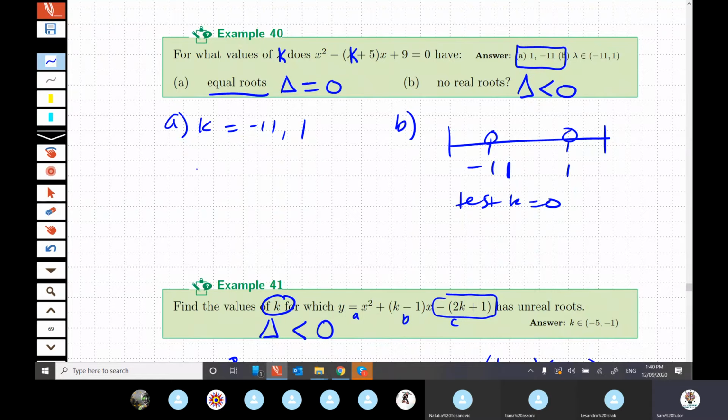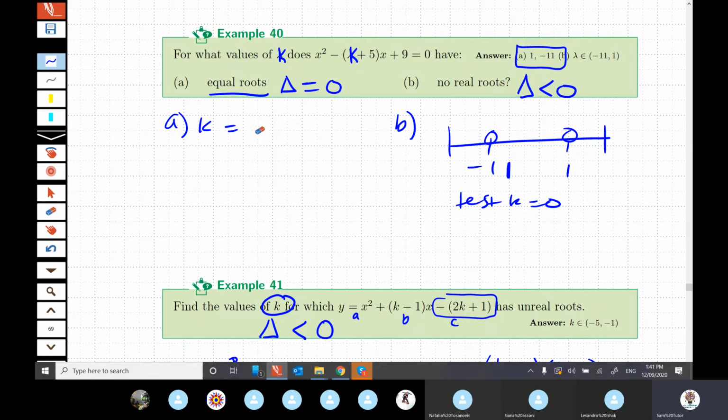What's the equation you had before you solved? What was the equation for A, one step before you got -11 and 1? But to do B, you had to have done A. Because B is less than 0. Whenever you're doing less than 0, we've made them equal to 0 anyways.